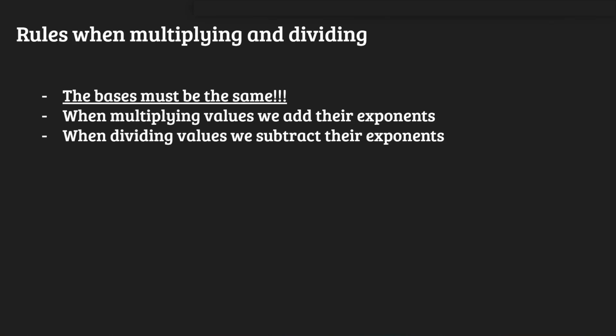These are the rules when we're multiplying and dividing. The first rule, the most important rule, is the bases must be the same. If the bases are not the same, we cannot multiply, divide, or simplify any values, because the bases have to be the same for us to combine them. So when we multiply values, we add their exponents. And when we divide values, we subtract those exponents.